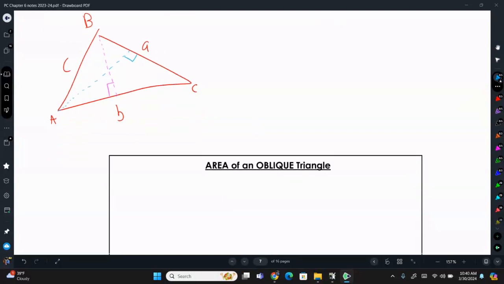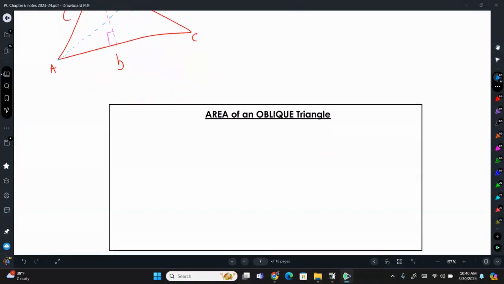So the formula that we use for area of an oblique triangle is area equals 1/2 B times C times the sine of A, or area is 1/2 A times C times the sine of angle B, or area is 1/2 AB times the sine of C.